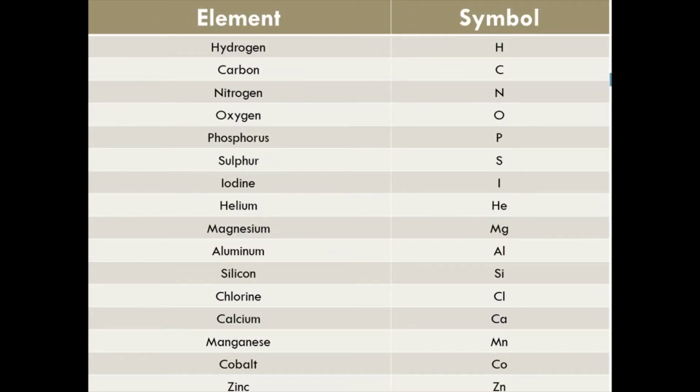Here are some elements with their chemical symbols. Hydrogen H, carbon C, nitrogen N, oxygen O, phosphorus P, sulfur S, iodine I, helium He, magnesium Mg, aluminium Al, silicon Si, chlorine Cl, manganese Mn, cobalt Co, and zinc Zn.